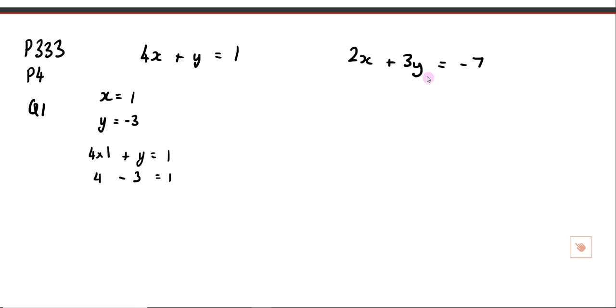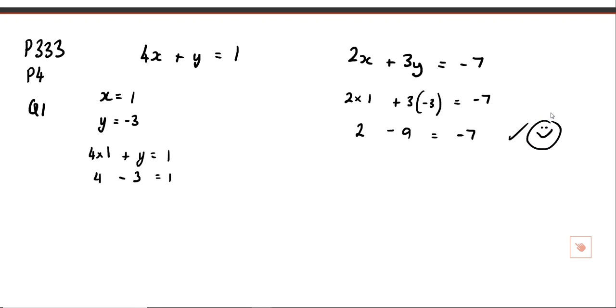Okay. Now the check is, does it work in this one? So we've got 2 times 1 plus 3 times negative 3 should equal negative 7 if we're correct. Okay? So that's 2 minus 9 equals negative 7. Are we happy? Yeah. Okay. Now, I now know then, for instance, that the solution to these is x equals 1 and y equals negative 3. However, I did that off the top of my head. I had a guess and it worked. I got lucky. That's not what they're suggesting you do.